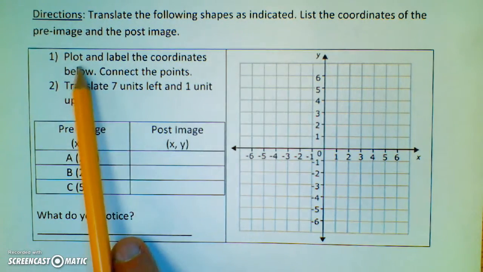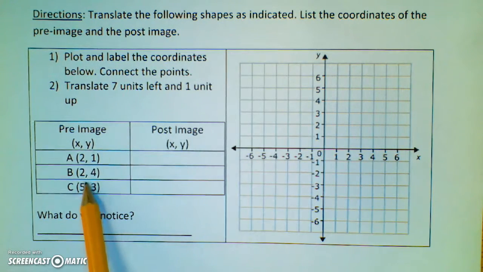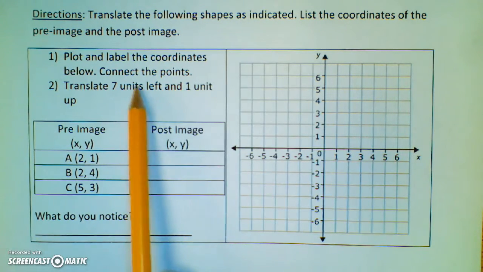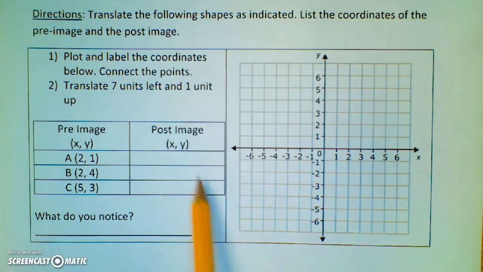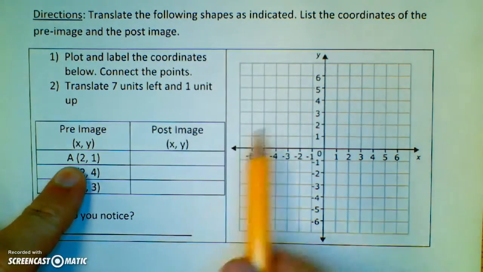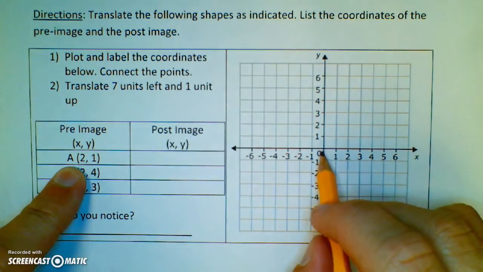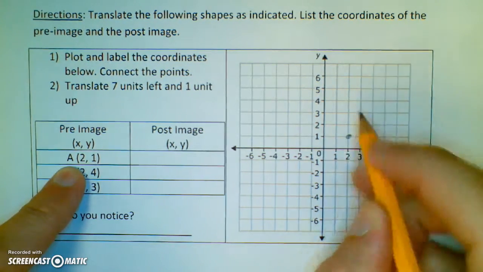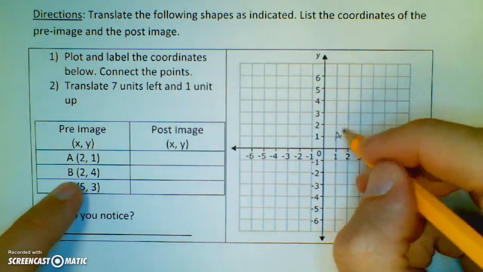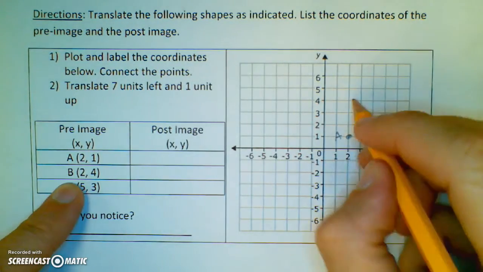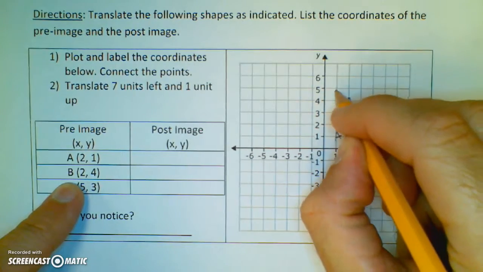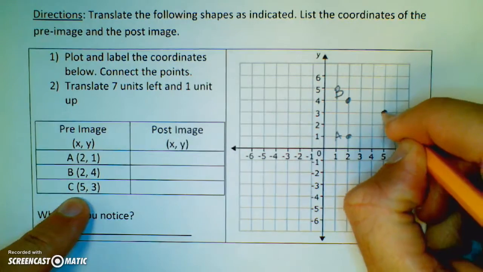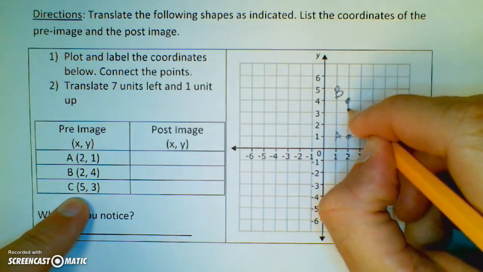So we first are going to plot and label the coordinates that are listed below, and then connect the points. After that, we're going to translate the shape 7 units to the left and 1 up, and then see what happens to the coordinates. So I'm going to start with point A. A is at 2, 1, so I'm going to go over to 2 and up to 1. That's point A. B is at 2, 4. And C is at 5, 3. So here's our triangle.